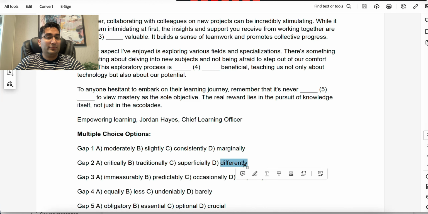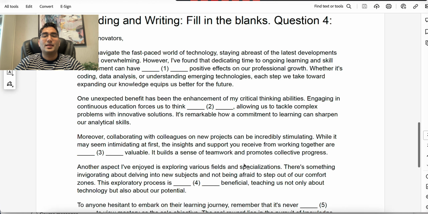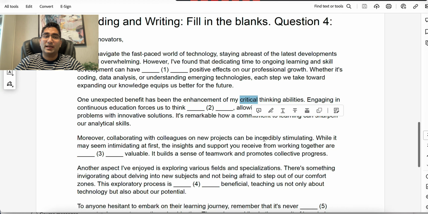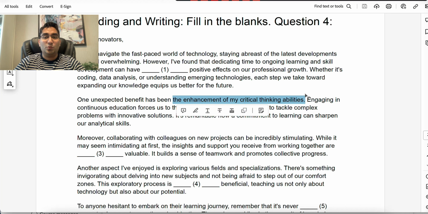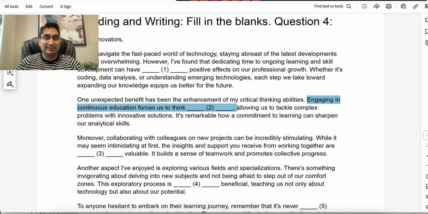Now, why it's differently is because critical is already mentioned a sentence before. They're not going to repeat it. And in this case, what we noticed is this is a sentence before where the word is mentioned, while the question was in the next sentence, not in the first one. So you always have to be careful with the keywords around the blank, whether it's in the same sentence or a sentence before or a sentence after. Not only for very specific answers like this, but also to understand the overall tone.